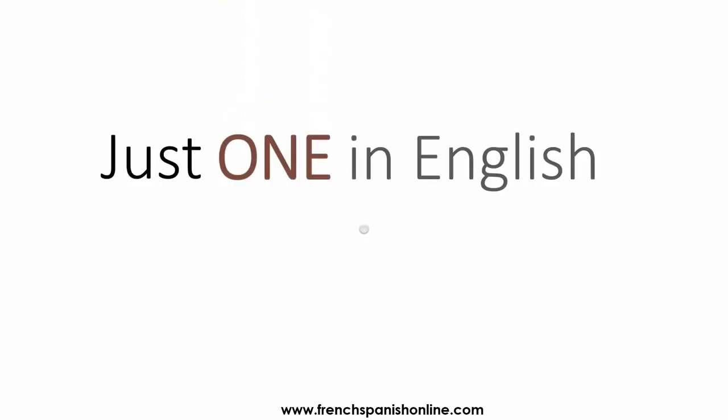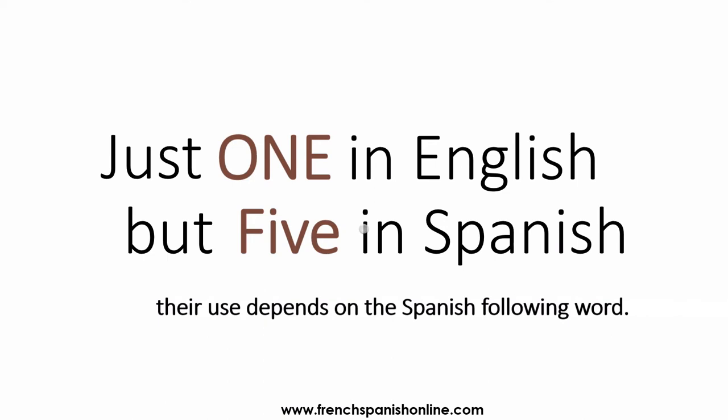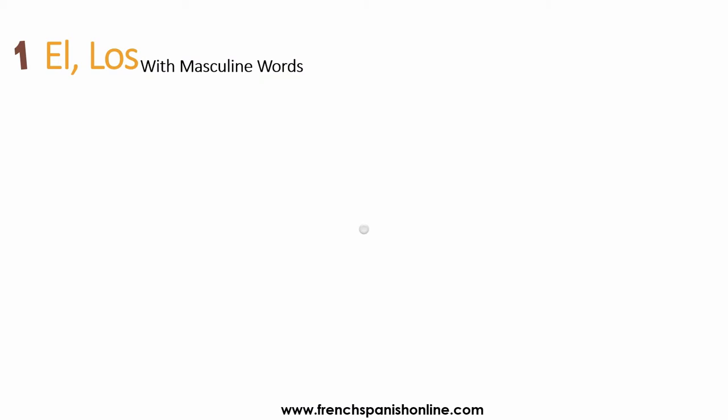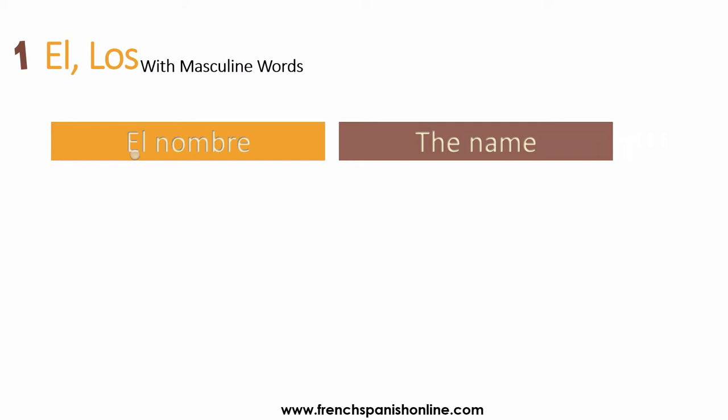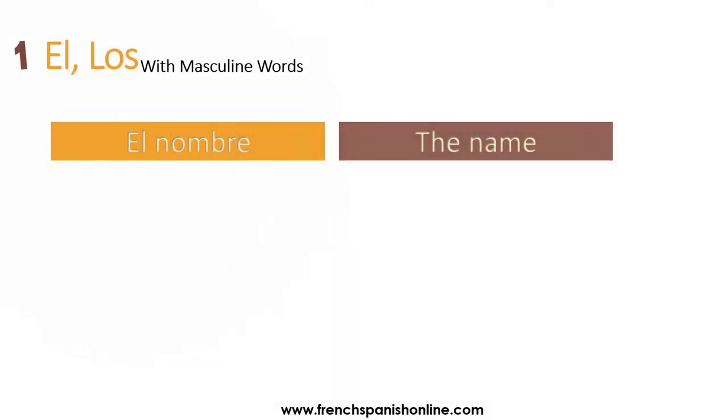Actually, in English there is just one definite article, the, but there are 5 in Spanish. So let's start with the first one. The first ones are the masculine: el for the singular form, los for the plural. Let's take an example. El nombre, to say the name. Nombre in Spanish is a masculine word. For this reason, we will use here the definite article, this masculine one, el nombre.